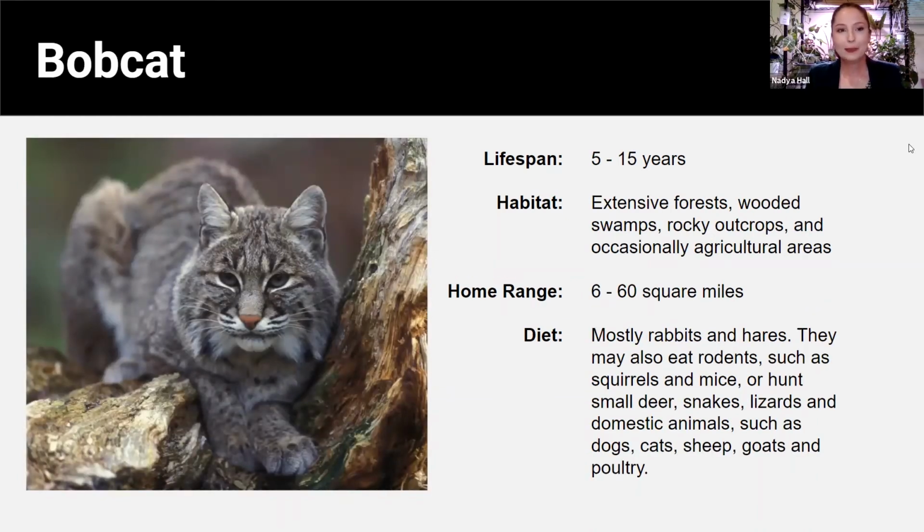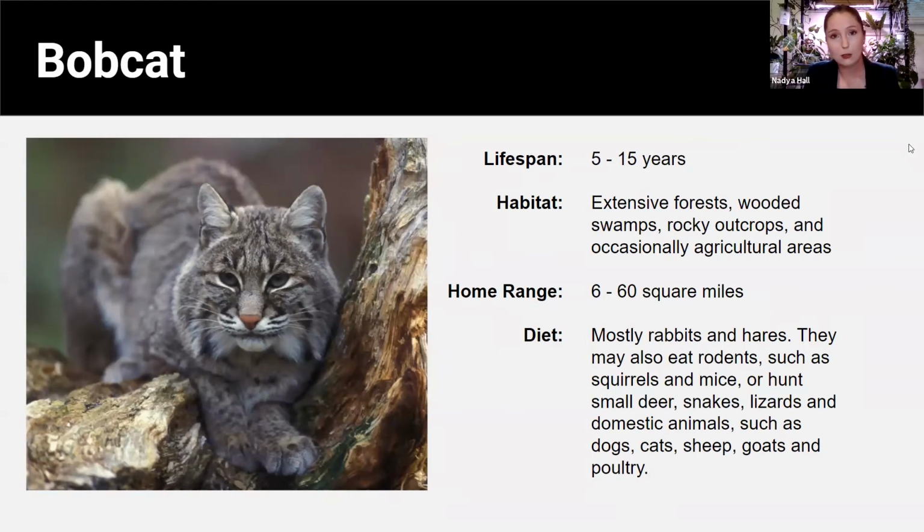Here's one that we see a little bit less often. This is our bobcat. We are lucky to see the bobcat sometimes on our trail cams here at Teatown, although I haven't seen one myself anywhere around here because they are extremely elusive. And you'll see their home range can be significantly larger. Again, the females are going to have much smaller of a home range, whereas the males are going to go much further out. They also live a little bit longer.